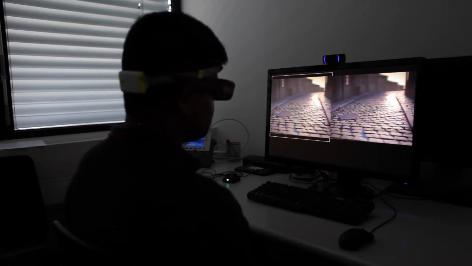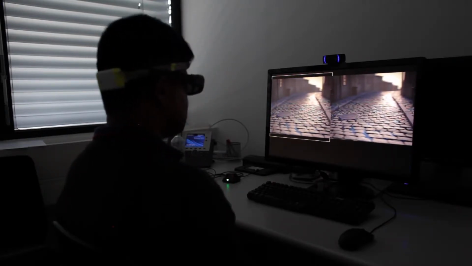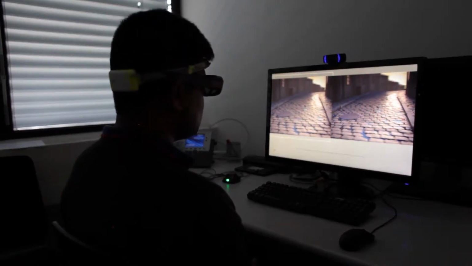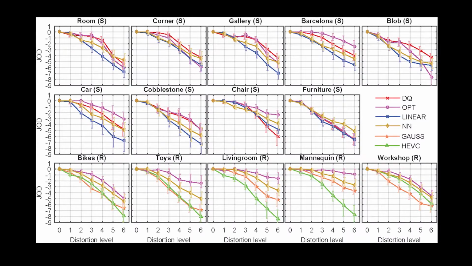40 participants took part in the test, including both male and female, ages 24 to 40, with normal or corrected to normal vision. The subjective results are scaled to just objectionable difference units that quantify the quality difference in relation to the perfect reference.